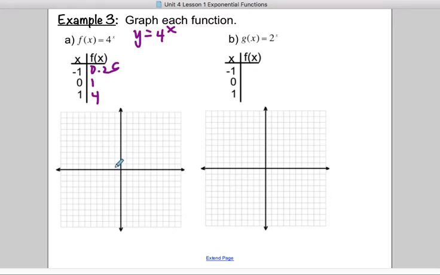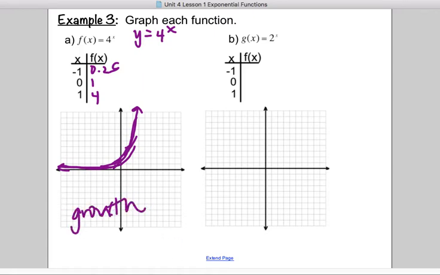So I have -1, 0.25, then I have 0, 1, then I have 1, 4. And we know what the shape is. And you could also go ahead and hit graph on your calculator to see if it looks like this. It will not cross your x-axis, but there's your exponential. Okay. And this is a growth function. Okay.